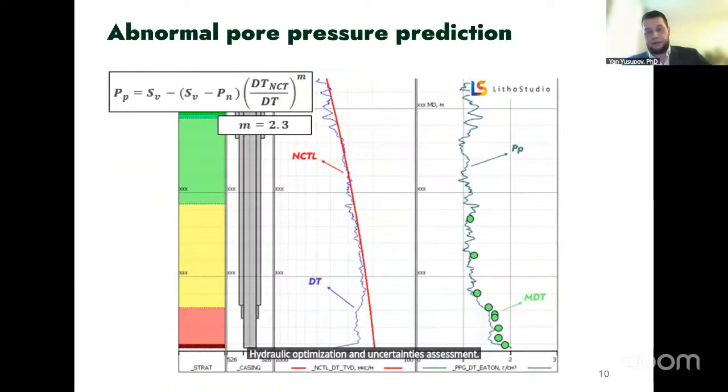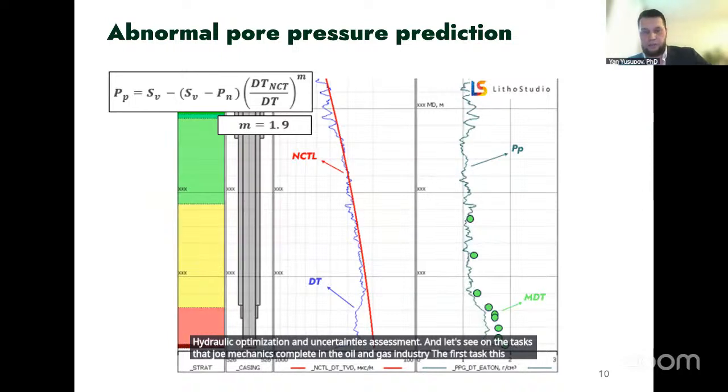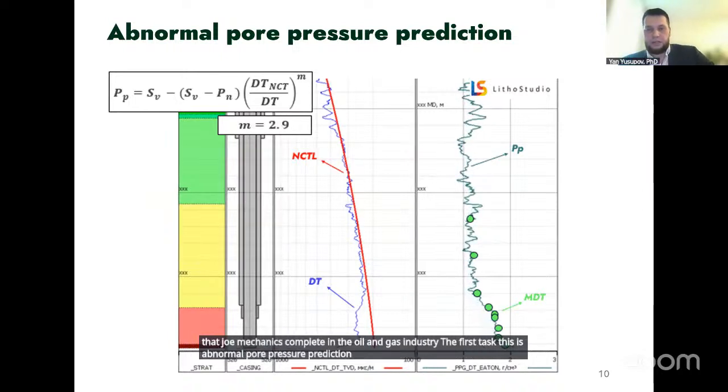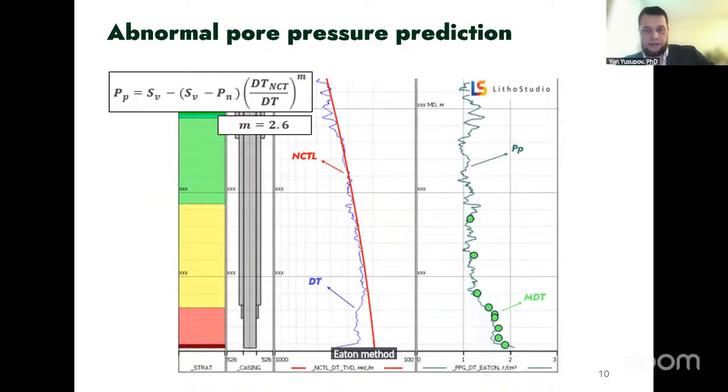And let's see the tasks that geomechanics completes in the oil and gas industry. The first task is abnormal pore pressure prediction. You can see on this slide one example of application of the Eaton method on a clastic field.